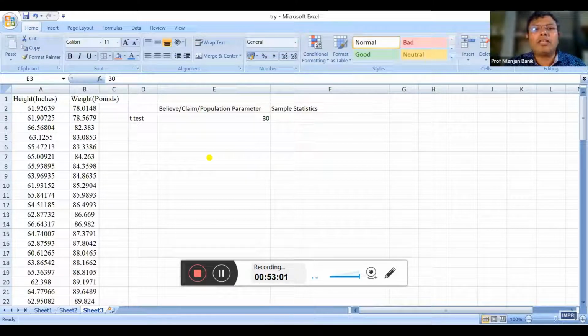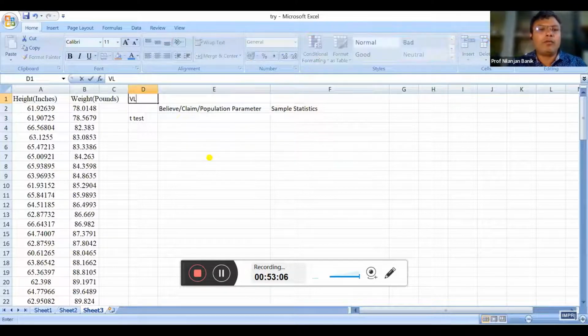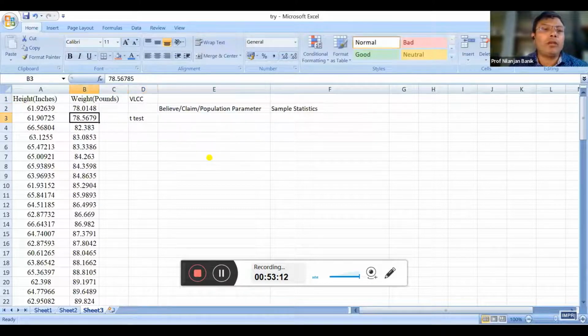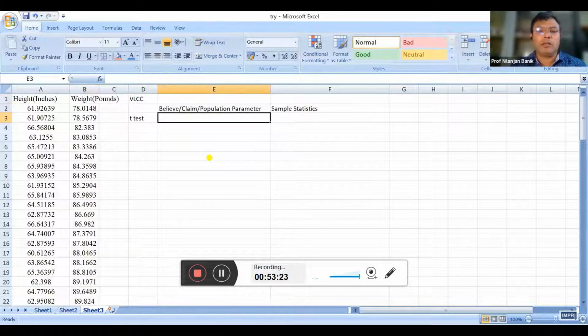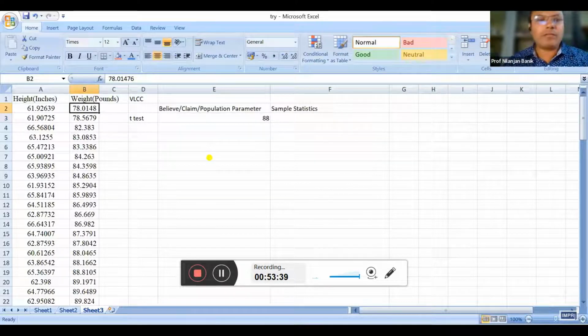So here, let's try to do this. This VLCC, this weight loss center, is trying to reduce weight. They are saying that if you go to them, your weight will be less than, randomly let's take, 88. This is the population claim, 88 pounds. Now someone from outside said that, well, I have collected a sample, and this is what I'm getting as the weight.